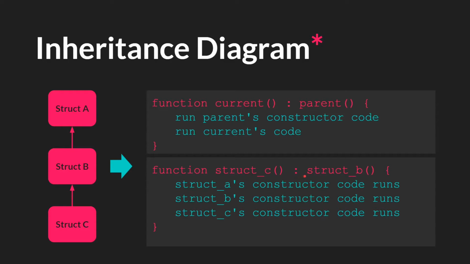And if C were to call B, well, the first thing C would do is call B, and then the first thing B would do is call A. A's code would run, then B's code, and then C's. So basically, if you have inheritance in a chain like this, what you get is the parent's code running one after the other. So A, then B, then C. But with that, let's actually switch over to GameMaker Studio and see some examples.